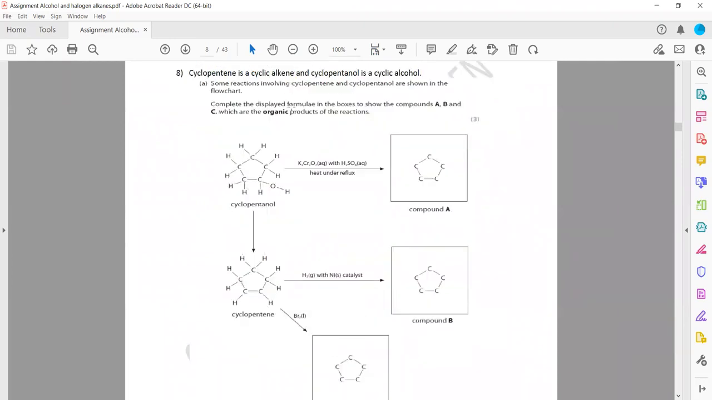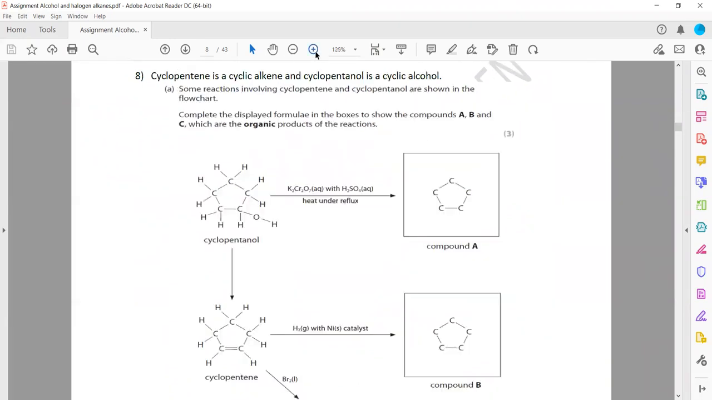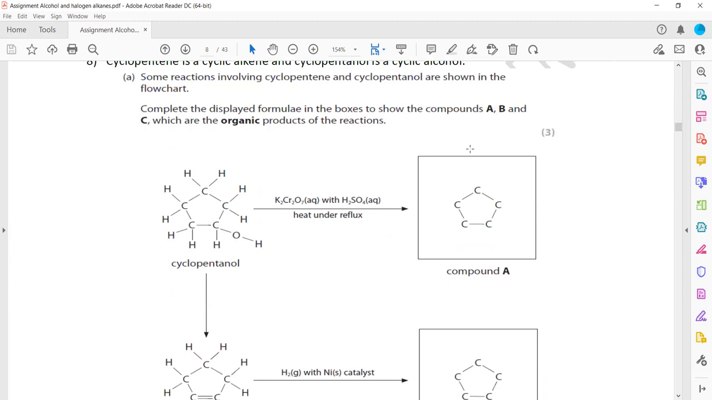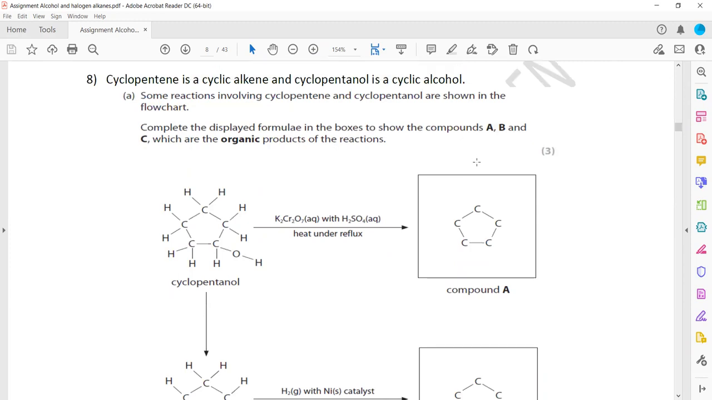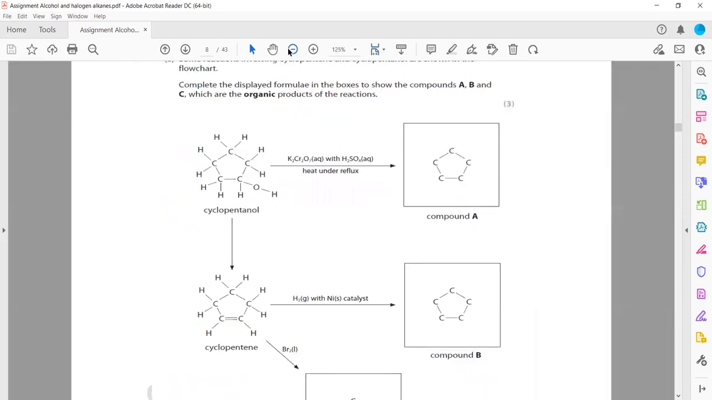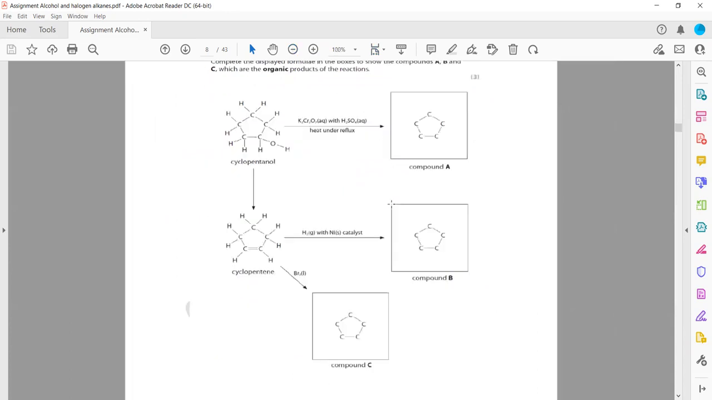Then cyclopentene is a cyclic compound. It's a cyclic alkene, and cyclopentanol is a cyclic alcohol. Some reactions involving cyclopentene and cyclopentanol are shown. Complete the displayed formula. So we have to complete a displayed formula in box A, box B and box C. Which organic products are formed from the reactant? So box A we have to complete, box B and box C.